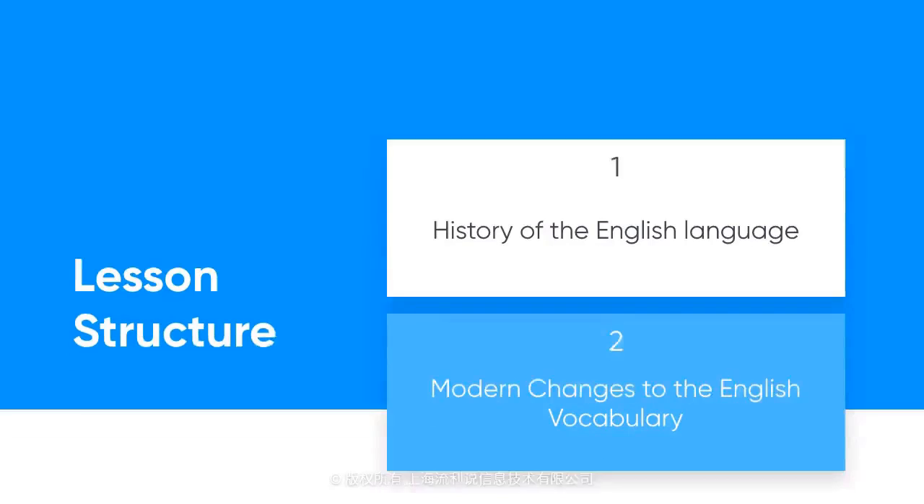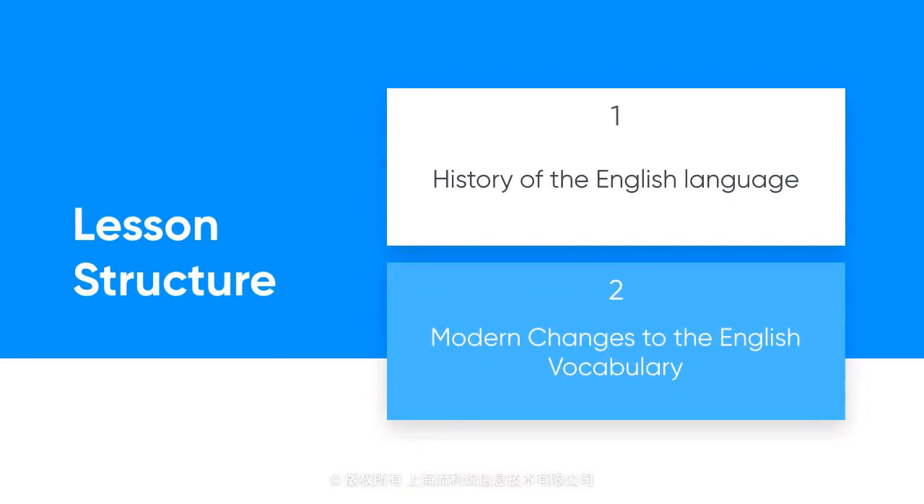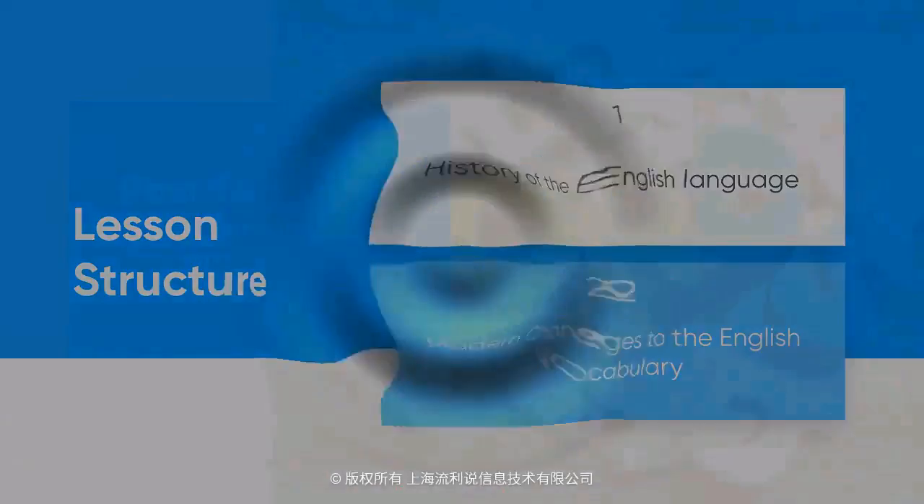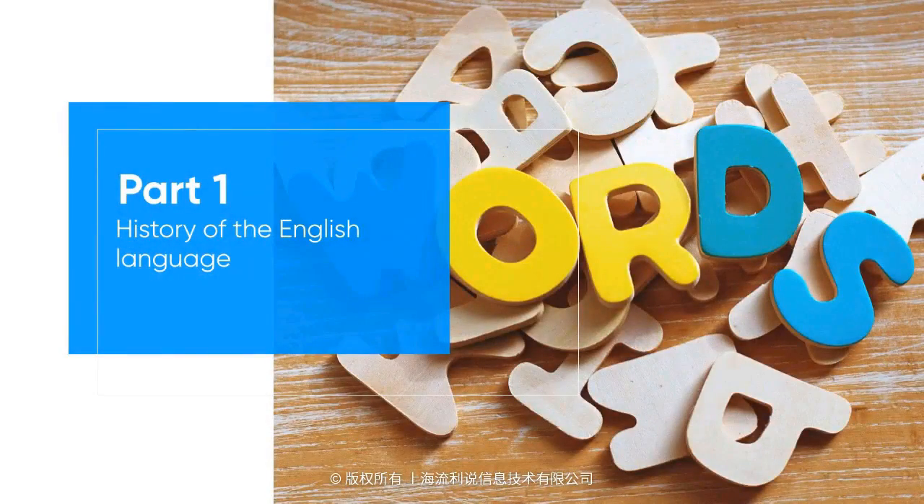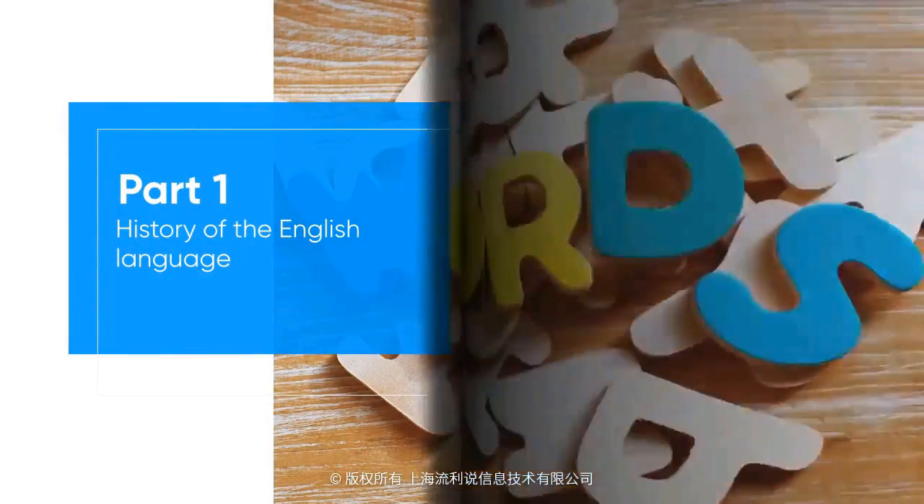There are two parts to this lesson. Part 1 will explain a history of the English language. Part 2 will talk about modern changes to the English vocabulary. If the English language is alive, let's look at how it was born.